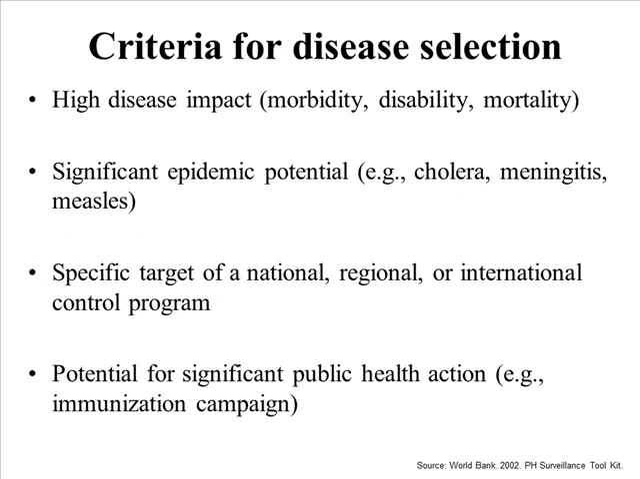Slide 5. These are criteria for disease selection. Does the disease have a high disease impact? How are the morbidity, disability, or mortality indicators? Does it have a significant epidemic potential? For example, cholera, meningitis, or measles.